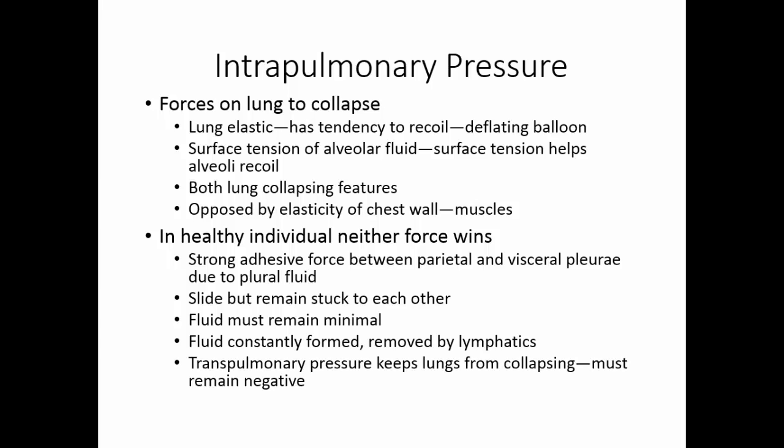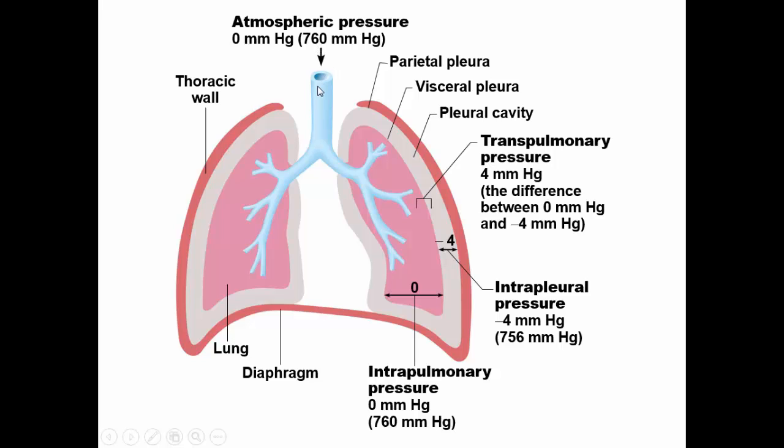It is the transpulmonary pressure, the pressure difference between the intrapleural and the intrapulmonary, that keeps the lungs from collapsing. This has to remain negative. Here you can see that the atmospheric pressure is the same outside as inside the lungs. The transpulmonary pressure is 4. That's the little bit of difference between the intrapulmonary pressure and the intrapleural pressure, about a -4 millimeters of mercury. Because the two pleura stay stuck to each other, and because of this negative pressure, the atmospheric pressure tends to keep the lung inflated and pushed against the pleural cavity.